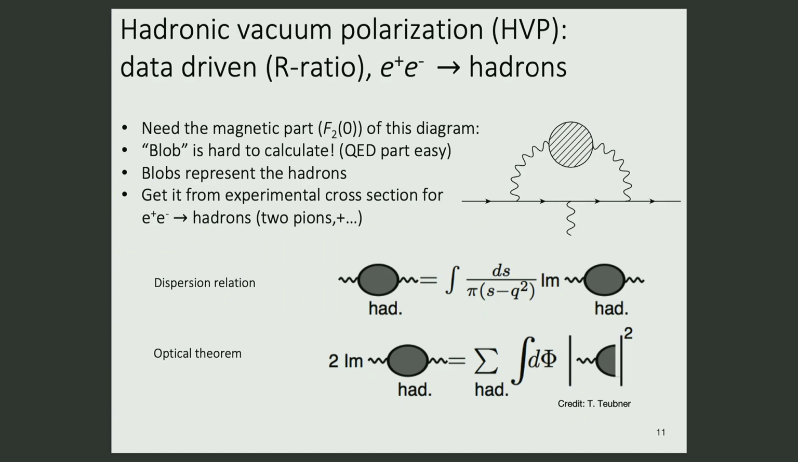So for a long time, before the lattice came along, this was done by going to data. For E plus E minus goes to hadrons, the vacuum polarization part you can get from a dispersion relation. If you know the experimental cross-section, you use the optical theorem to get the imaginary part. You stick that into the dispersion relation, and you get this hadronic contribution. You stick it into this one-loop QED integral, and you get the result for the contribution to the anomaly.